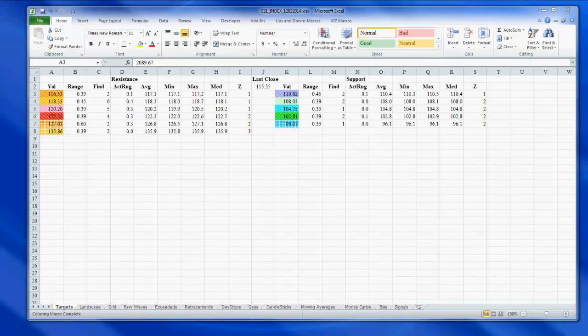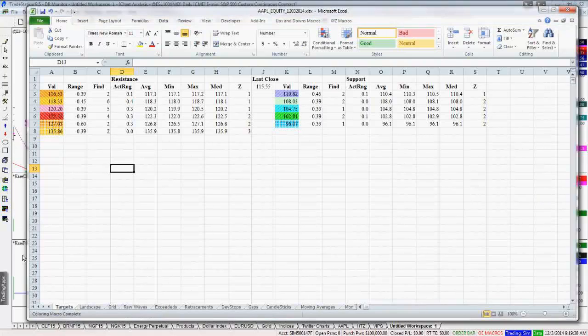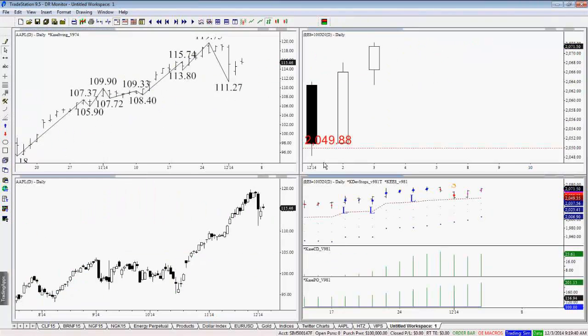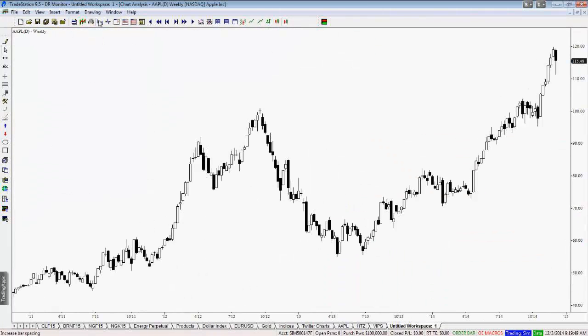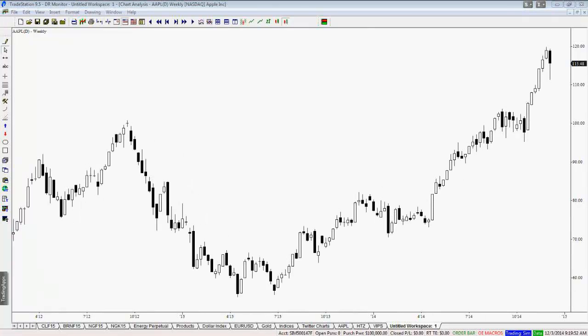All right, so let's take a look at Apple. Switch my charts over here. All right, let's start off with looking at a weekly chart, just kind of giving an overall feel for the market.